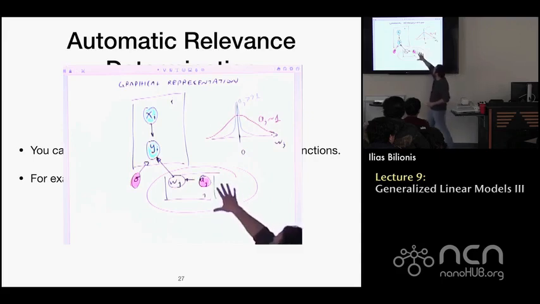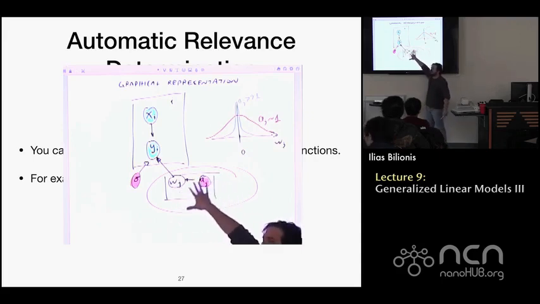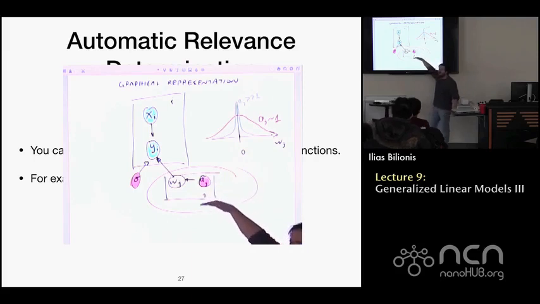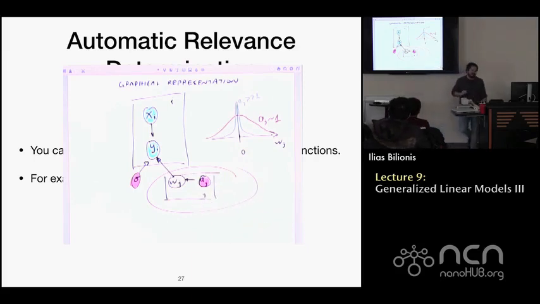So if you don't allow it to, if you tell it there is a single precision for all weights, it will find a compromise. But if you give it the ability to pick a different precision, it will automatically throw away everything that it doesn't need.